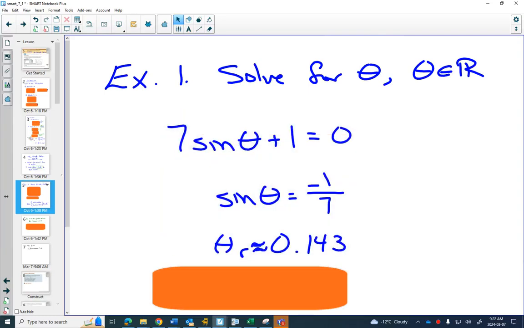We're going to solve sine theta plus 1 equals 0. And so again, this isn't on your unit circle, so you'd have to go sine inverse of positive 1/7 on your calculator to get your reference angle.